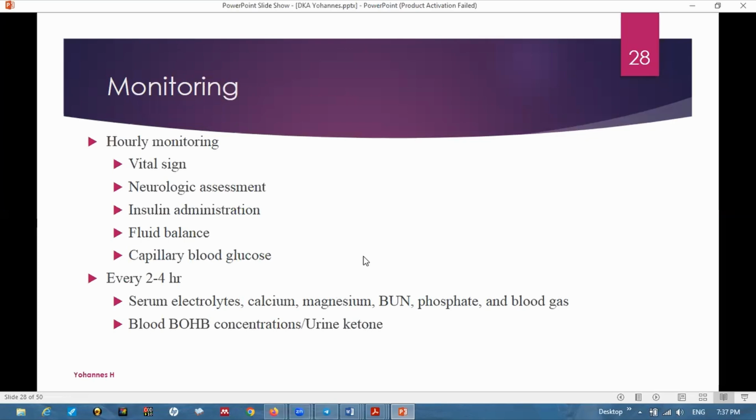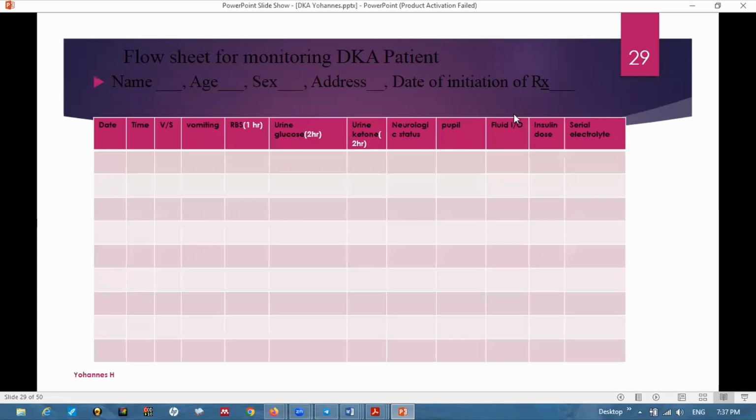This is an example of a flow sheet for monitoring a DKA patient. You have name, age, sex, address, and date of treatment. Those are the components: date, time, vital signs, vomiting. RBS should be checked every 1 hour and documented. Urine glucose level and urine ketone every 2 hours. Neurologic assessment, pupils, input, output, insulin dose, and serum electrolytes should be documented. Especially when you are referring the DKA patient, you should document everything that we give. So it's important in the management of DKA.